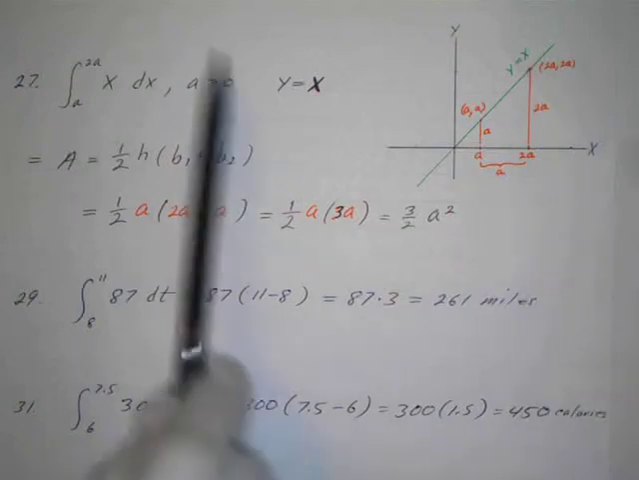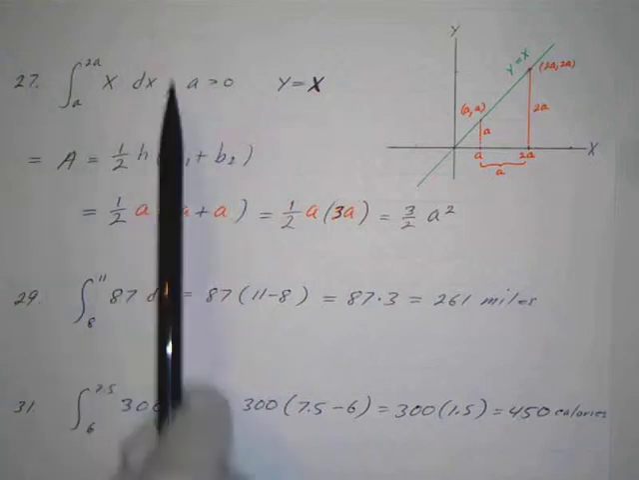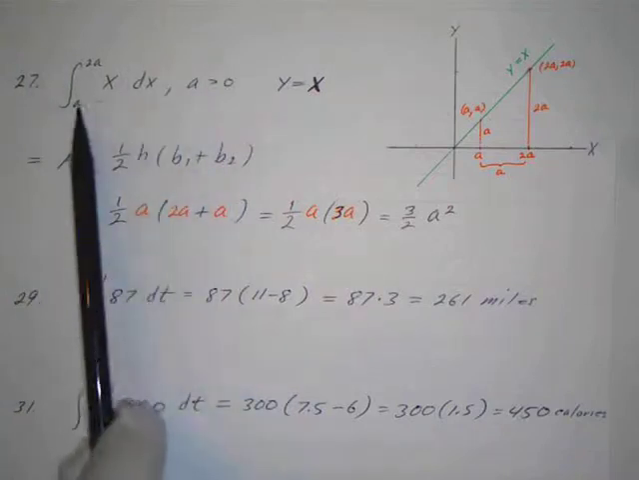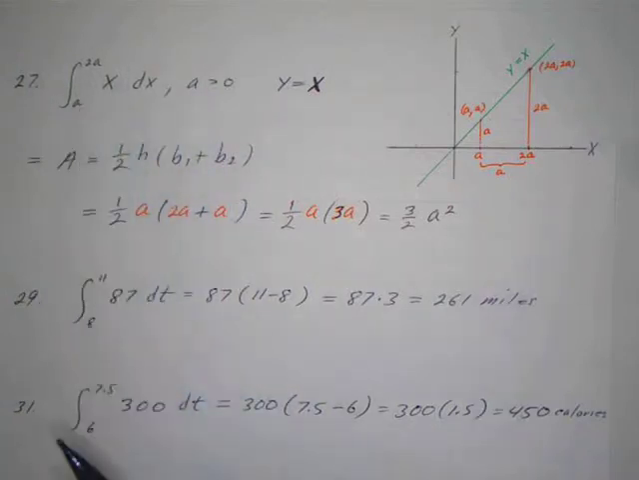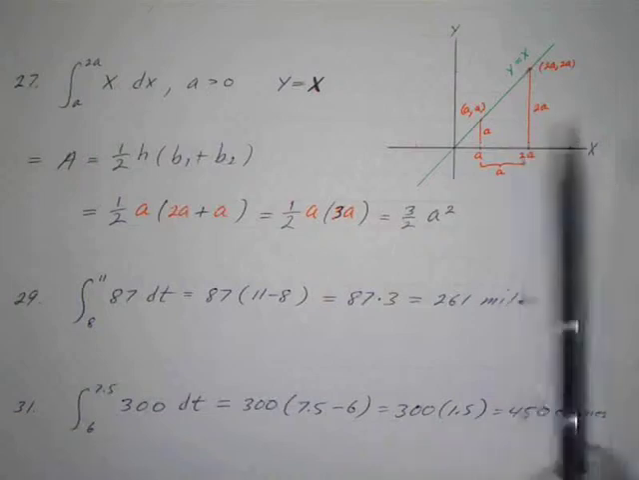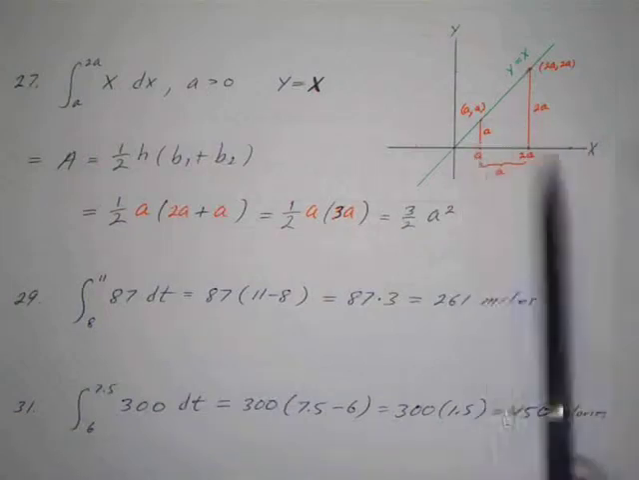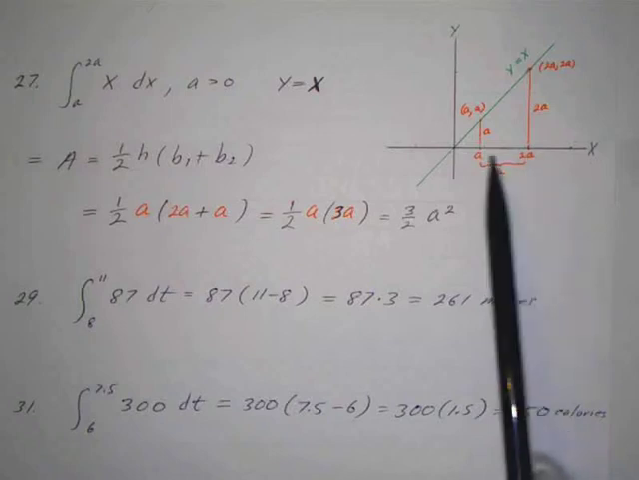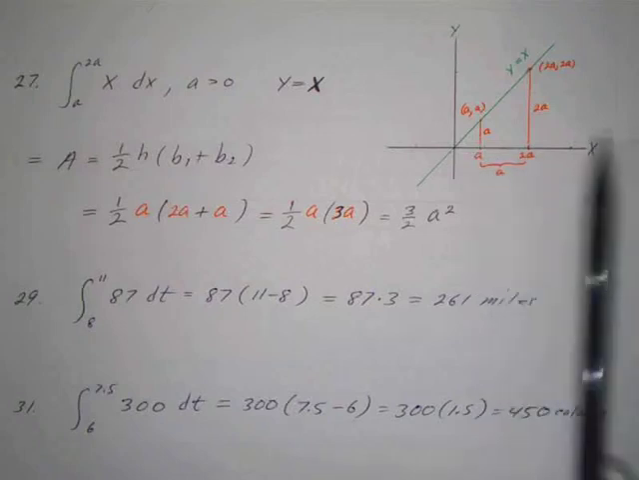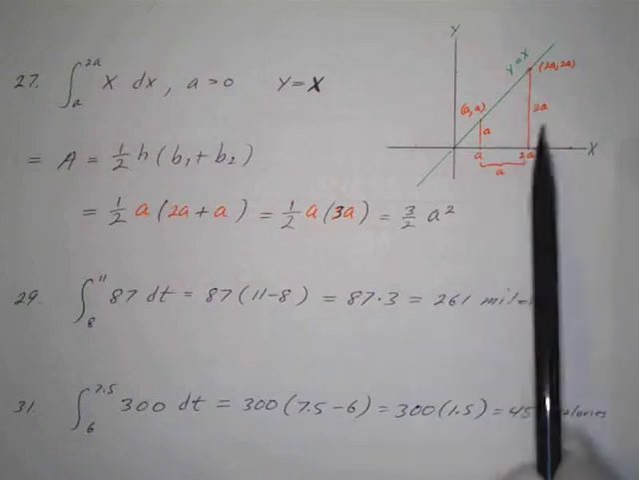So the x and y coordinates are the same. I want to evaluate this integral, and that's going to actually be the area from a to 2a under y equals x. Okay. So if we look here, we have a trapezoid. This would be the height, 2a minus a is just a, and these are the two bases, a and 2a.